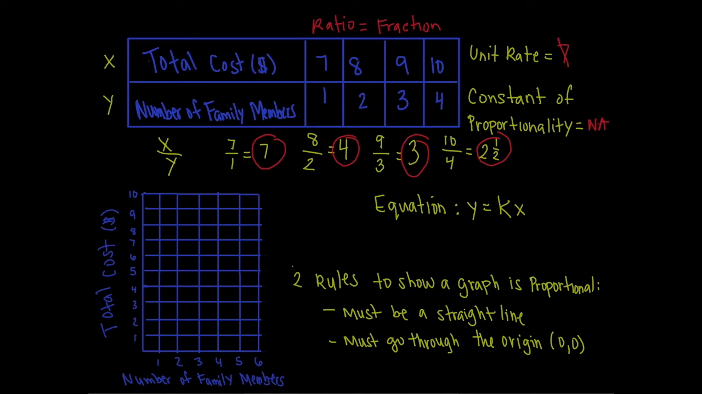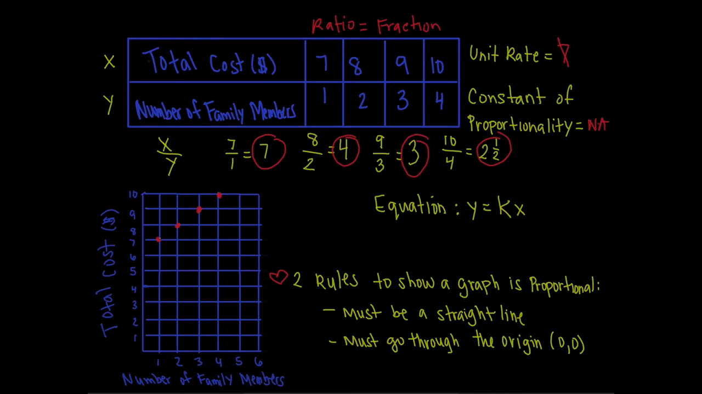We know that to be a proportional relationship, we have to follow these 2 rules to show that a graph is proportional. So let's check it out. Let's graph the ratios and let's see if they're proportional. So if I have 1 here and 7, if I put a point, 2 and 8, put a point, 3 and 9, and 4 and 10.